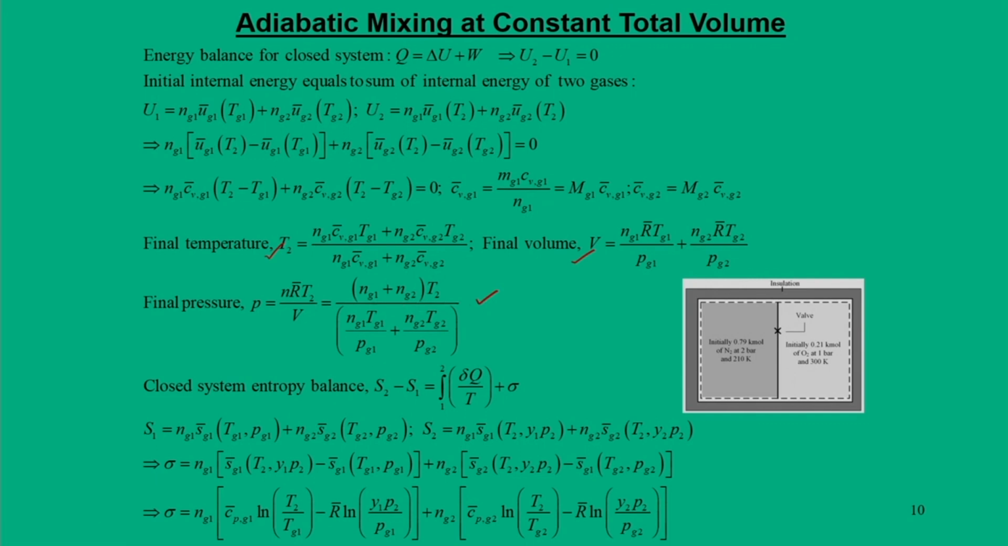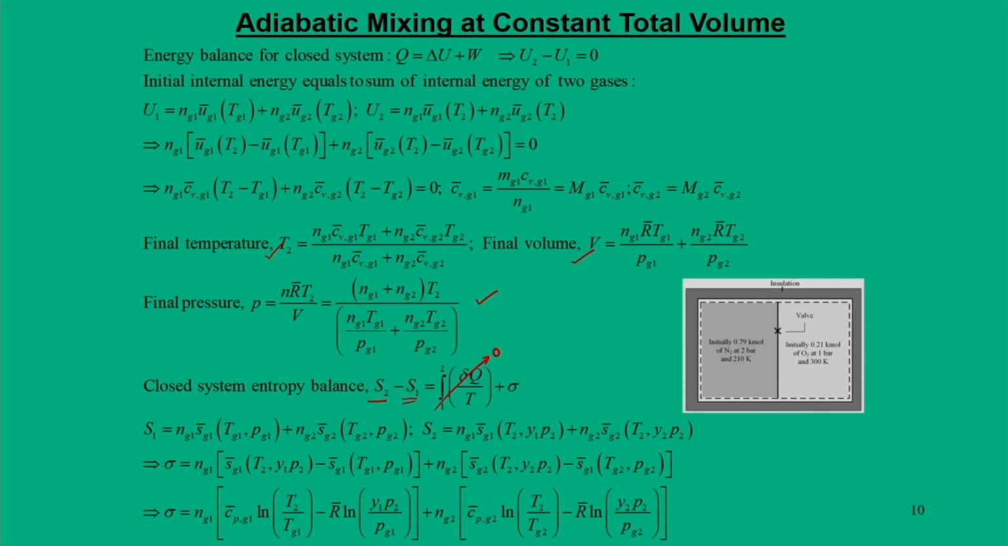Then we have to think about the entropy balance equation. Here it is a closed system entropy balance: S2 minus S1 is equal to the integral of dQ by T from 1 to 2, and in this situation dQ goes to 0 because there is no heat transfer. So, it will give you the entropy production through this change in entropy. Now, the total entropy at state 2 has to be calculated with respect to the final pressure and temperature, and S1 with respect to the initial state of this mixture.